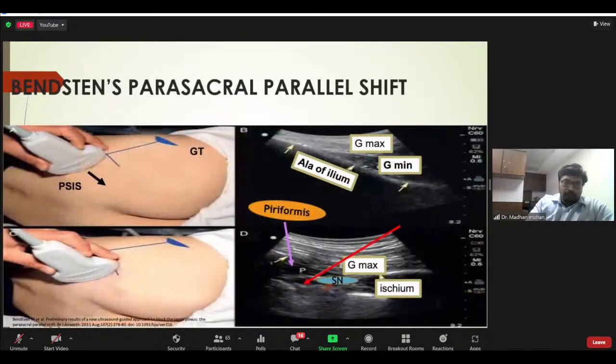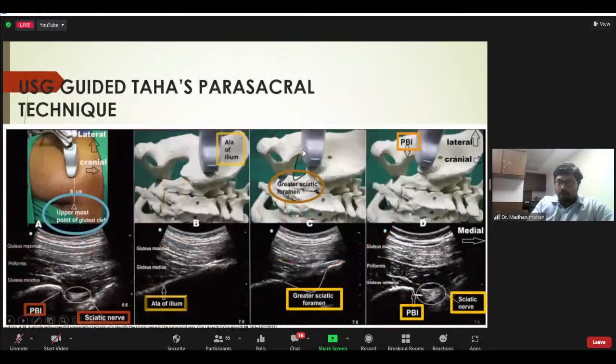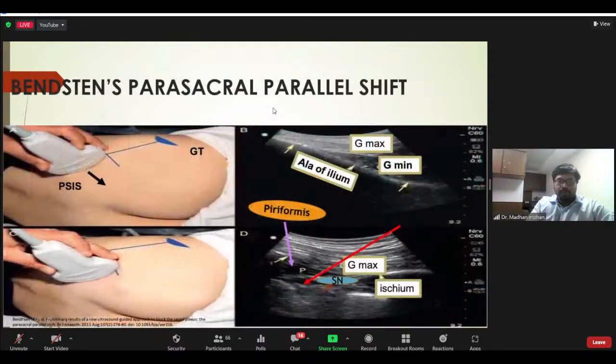So coming to the other approach, which is Benston's parasacral parallel shift. If we take the Tagas approach, we are blocking the nerve mainly in the short axis of the nerve. The nerve is running like this, and we are cutting the nerve like this. If you go to the parasacral PSPS approach, we are going to see the nerve in a long axis. The probe is going to come and lie over here, and the nerve is running in this plane like this.